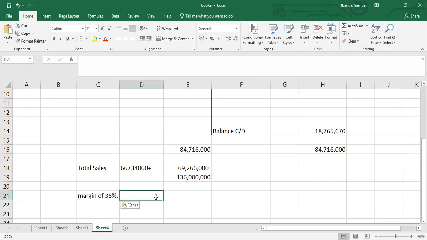Now, your question is, what is margin? Can somebody tell us what margin is? We have two things, by the way. We have margin and markup. So what is margin? Of course, in the normal way, margin is like a profit, okay? A profit you've had. But the question is, how do you determine the margin?